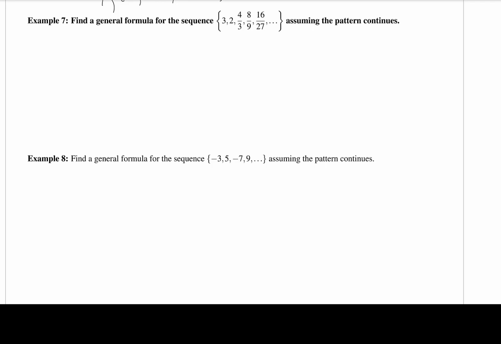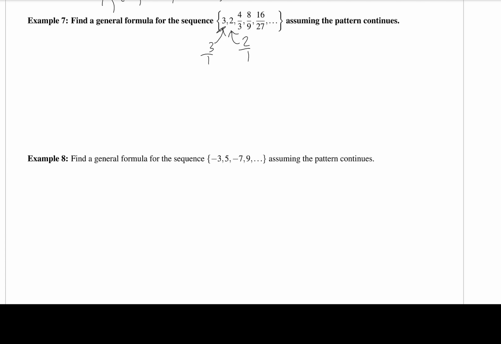So here we've got, let's see what we have. We have 3, which is the same thing as, let's see, how do we want to rewrite this? Notice that if I wanted to break this up into numerators and denominators, this would be 3 over 1. This would be 2 over 1. So my denominators would start off as 1, 1, 3, 9, 27.